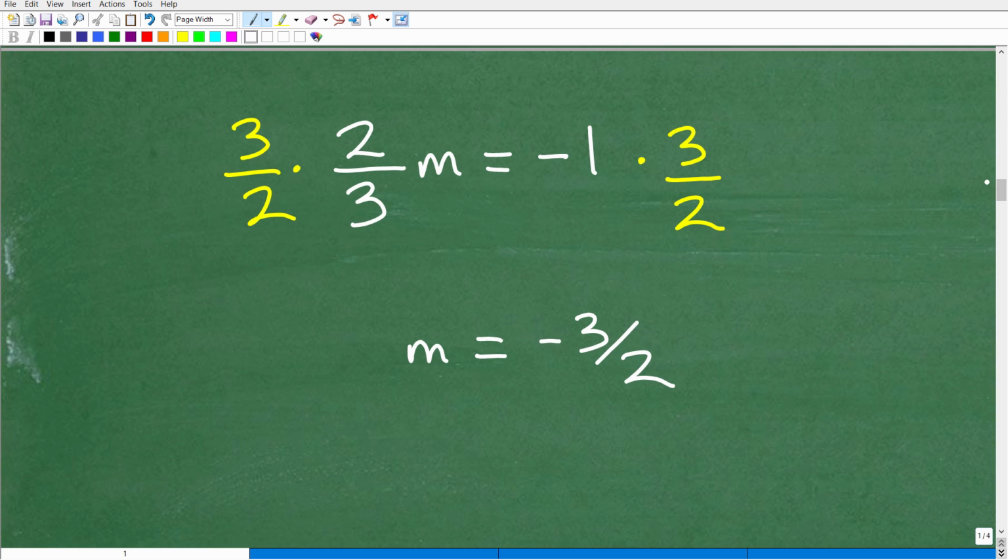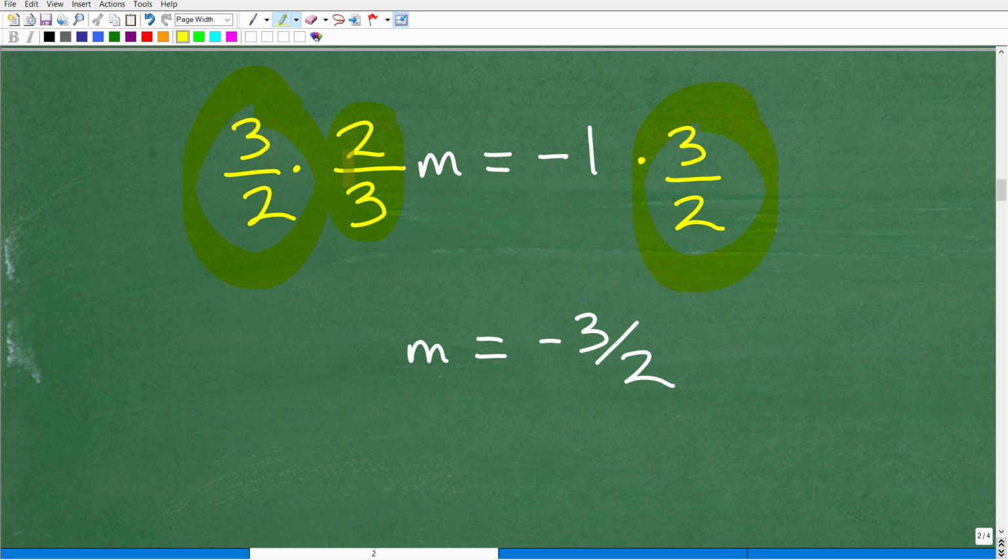So let's go ahead and actually do this right now. It's very simple. When you're looking at our equation, 2/3 m is equal to -1. I have my fraction right here. I'm going to flip it upside down. That's going to be 3/2. I'm going to multiply both sides by this reciprocal.